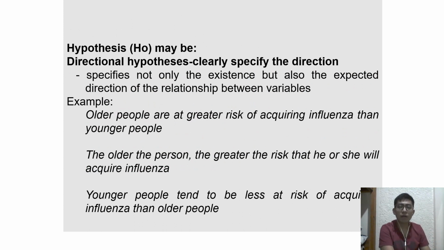So we have hypothesis that may be directional. Hypothesis clearly specifies not only the existence, but also the expected direction of the relationship between variables. So example, older people are at greater risk of acquiring influenza than younger people. So there's direction. If from the first variable to the other variable, if there's increasing, there's also an increasing trend, no, on the other variable. The older the person, the greater risk that he or she will acquire influenza.